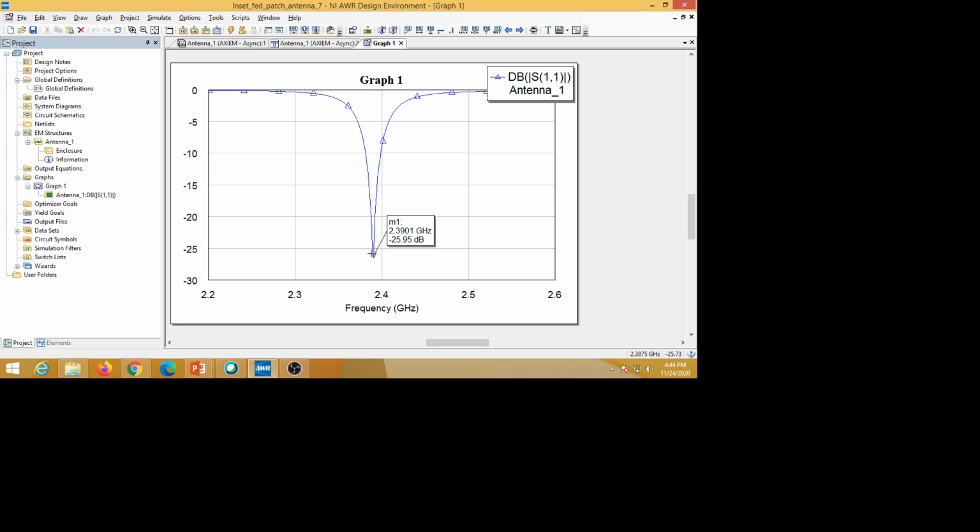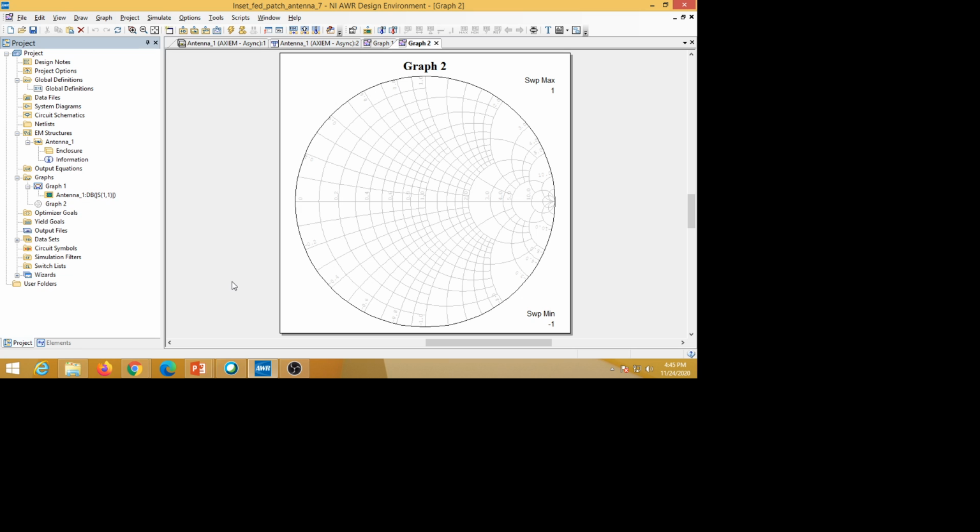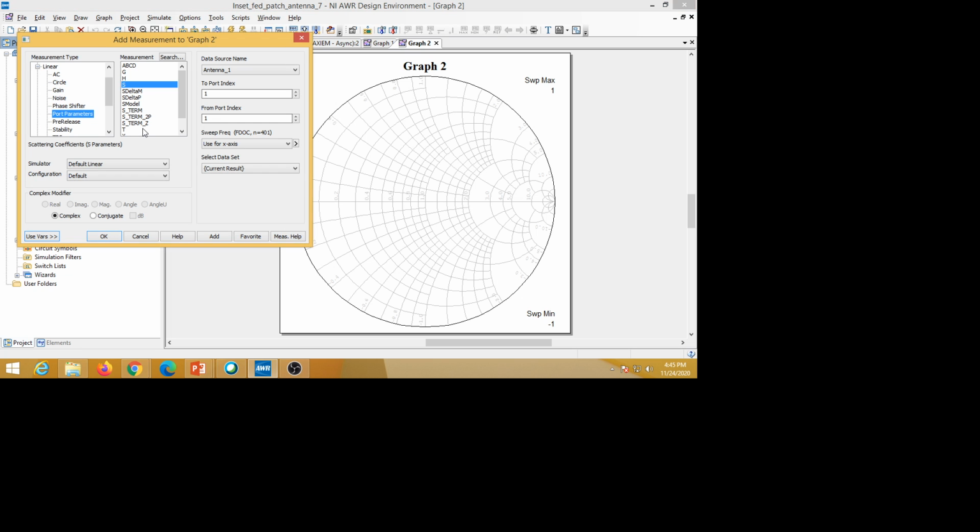Next, one more graph we have to do. Minimum reflection is there at the resonant frequency, and one more graph you have to add, that is the input impedance plot, that is the Smith chart. Create the Smith chart here, and you should add a measurement. In add measurement, it is the Z parameter, input Z we have to plot, and this is Z1,1 here. It is complex, so add and close, and simulate again.